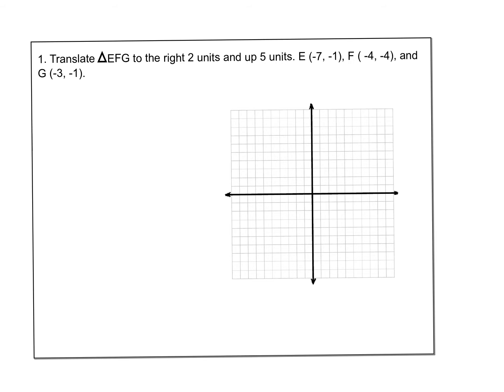So if I'm going to translate EFG 2 units right and 5 units up, if I plot this, -7, -1, that would be E. F would be -4, -4. And G is going to be -3, -1. So I have that triangle. So again, this would be my pre-image.